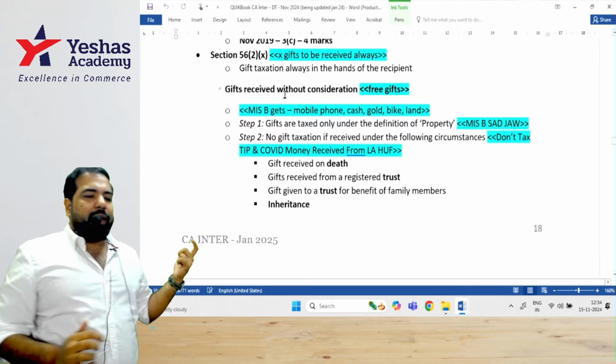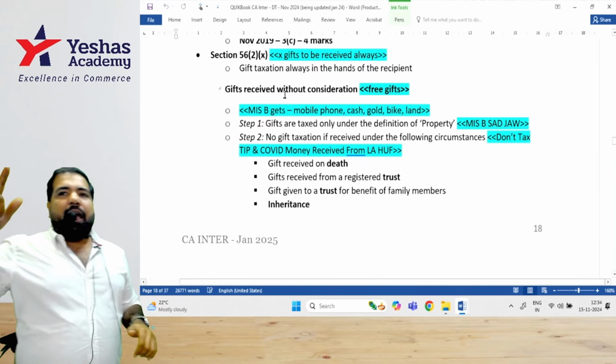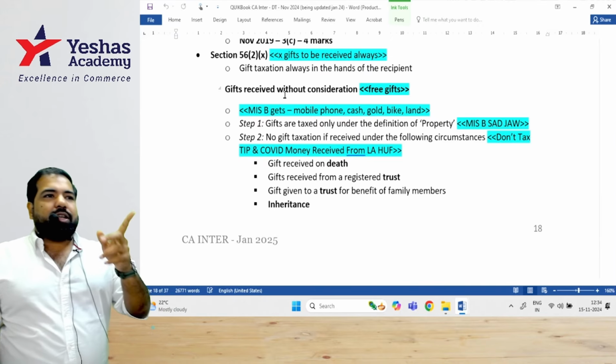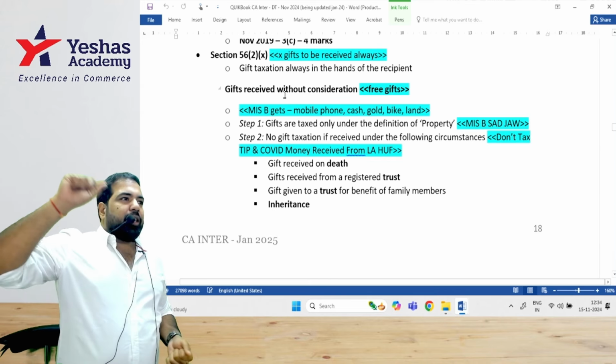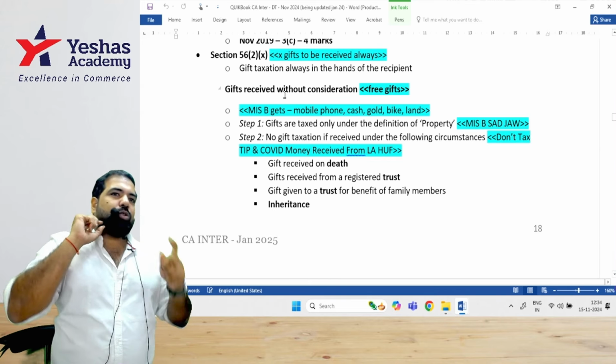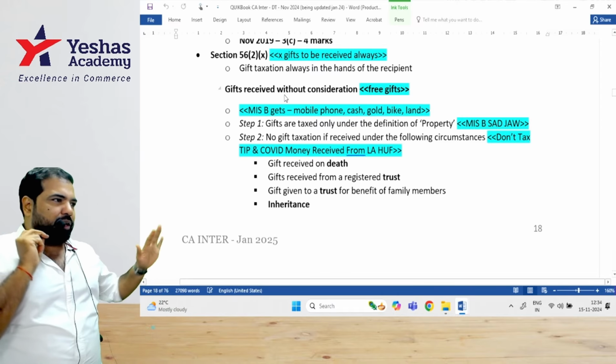Next, guys, from LA. LA is local authority, and HUF is basically an HUF when it gets partitioned. PM. Partition. When it's partition and the members, guys, get money, in that case also there is no gift tax. Are we okay with this?